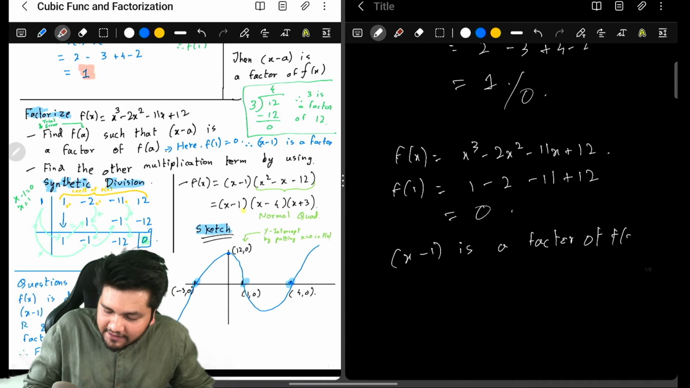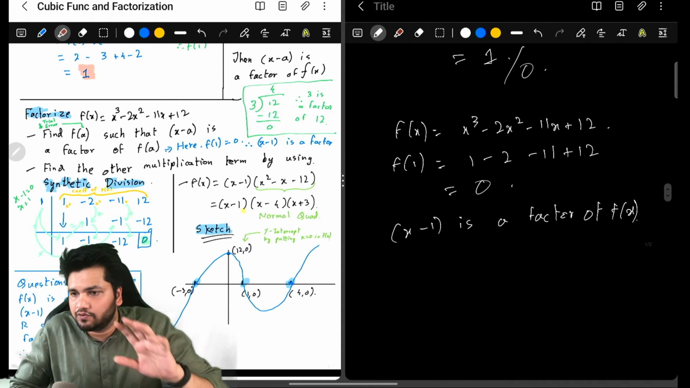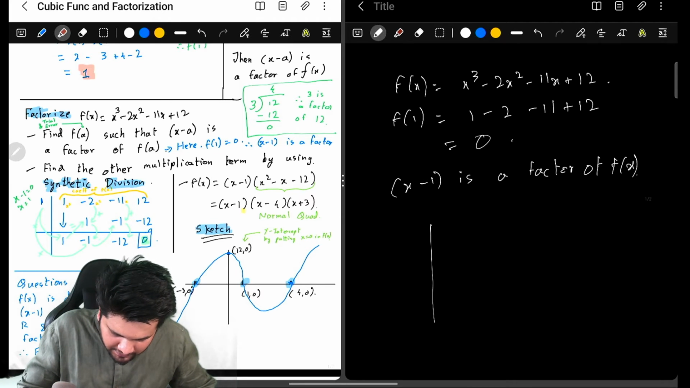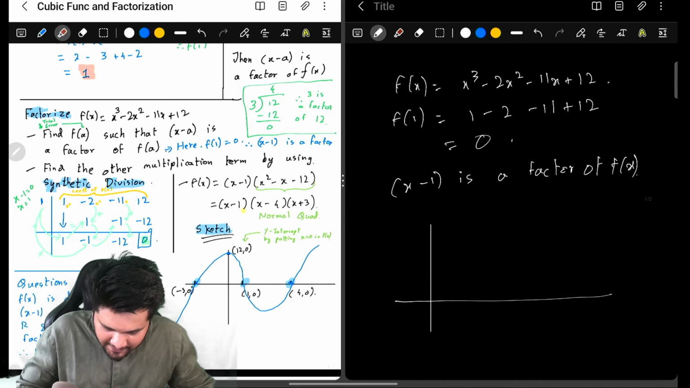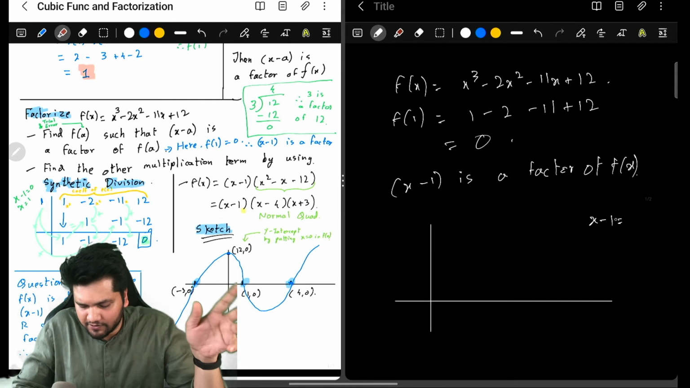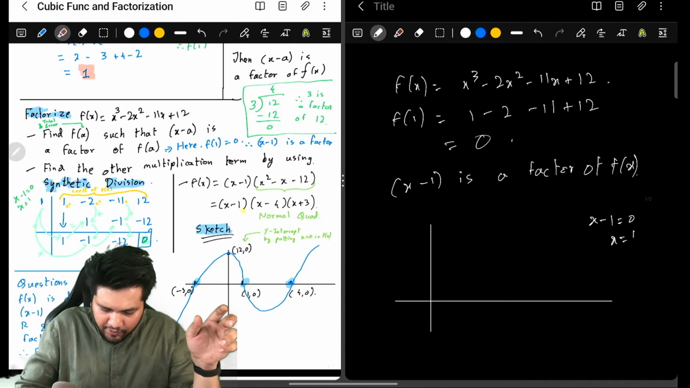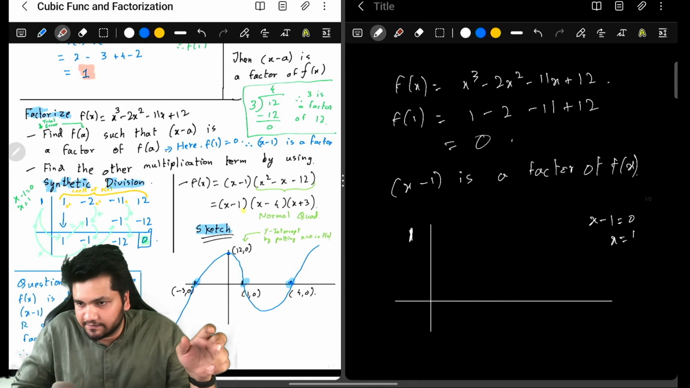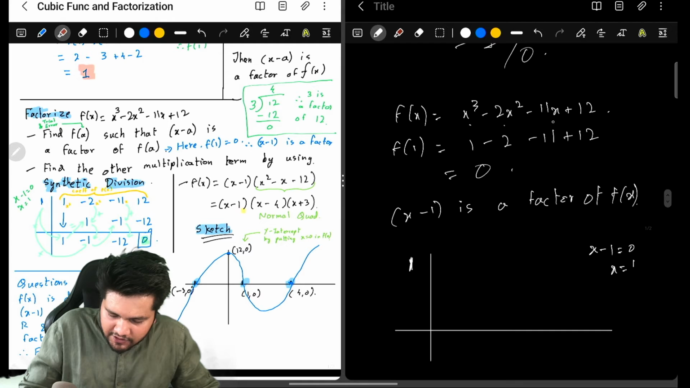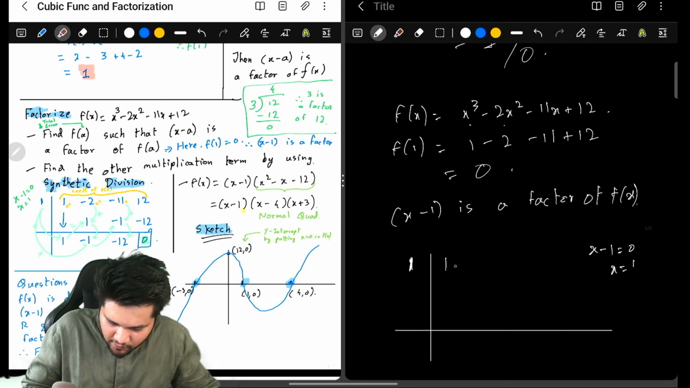Now for finding the other factors, we just need to do synthetic division. And how are we going to do that? Let me consider x minus 1 equals 0, you can just put it in the rough work. Then x is equal to 1. So in synthetic division also I'll put 1 here. And then whatever the coefficients of x cube, x square, x and the constant 12 are, I'll just put them here. So 1, minus 2, minus 11 and 12.